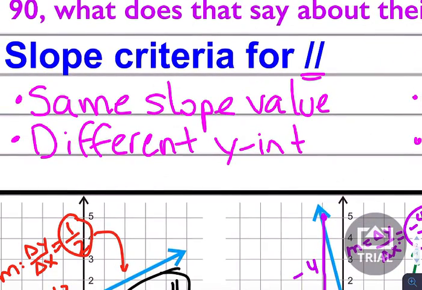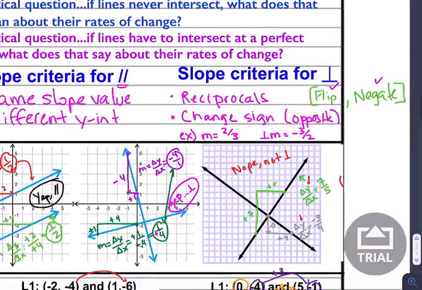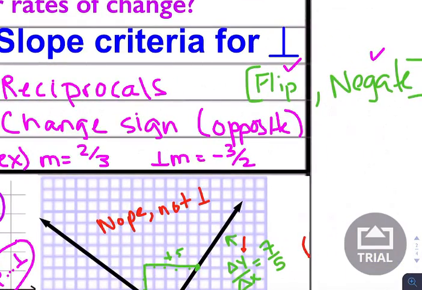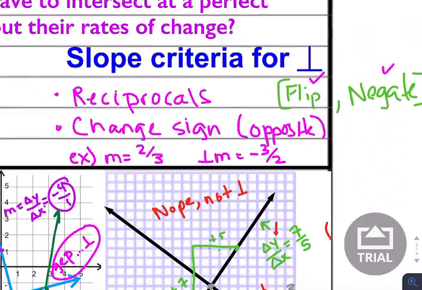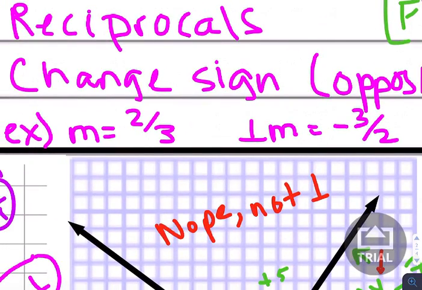If they're parallel, they have to have the exact same slope value and different y-intercepts to make them different lines, of course. But if they're perpendicular, you have to do two things. You have to reciprocate, which means to flip. Then you have to change the sign, take the opposite of, which means to negate. And so a quick example is something like 2/3 flipping to 3/2, but positive also becoming negative.